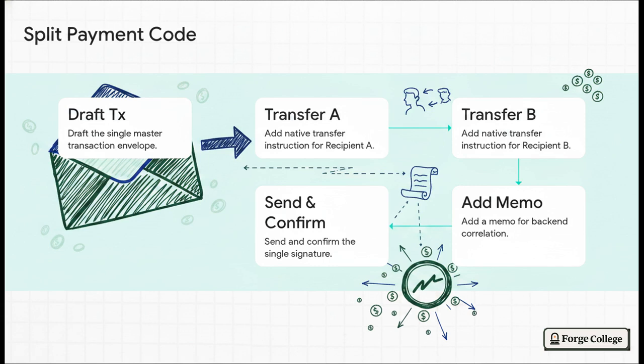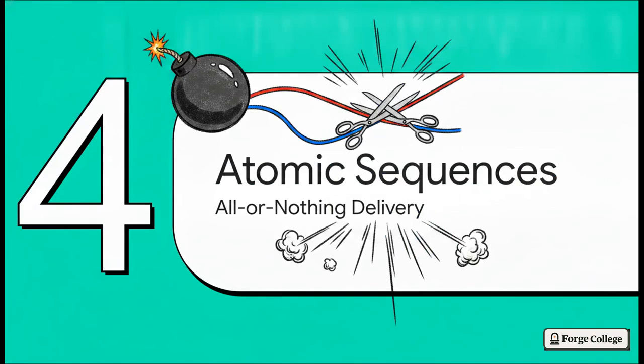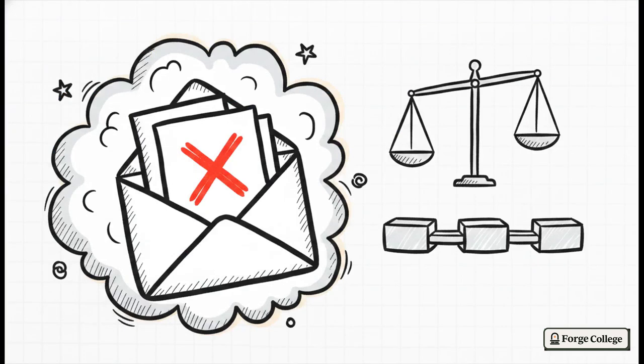Pretty awesome, right? Section 4, creating atomic sequences, the all-or-nothing delivery. Okay, this is where things get genuinely thrilling. Think of atomic transactions kind of like a dramatic movie bomb defusal scene. You have to snip the orange wire and the dark green wire at the exact same millisecond, or things go incredibly wrong. This brings us to a massive protocol-level guarantee of atomic sequences on Solana.